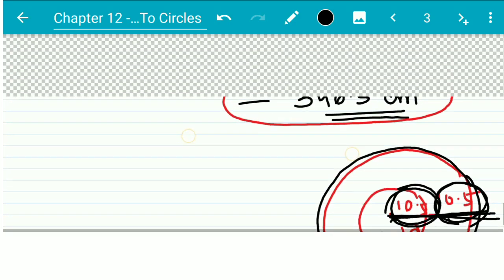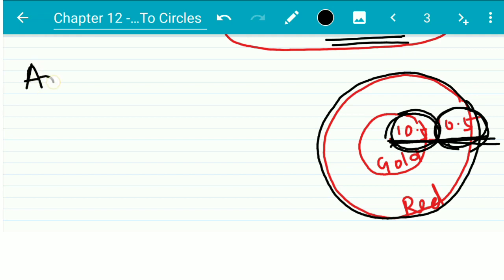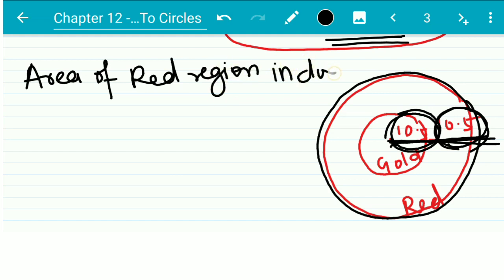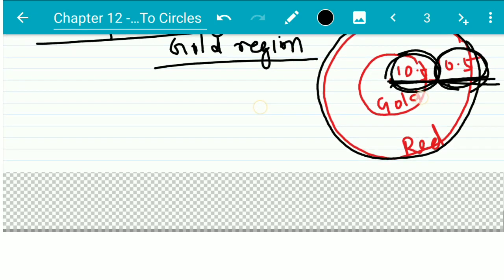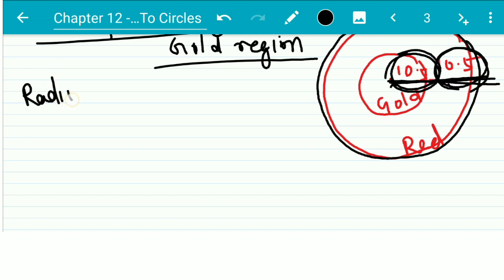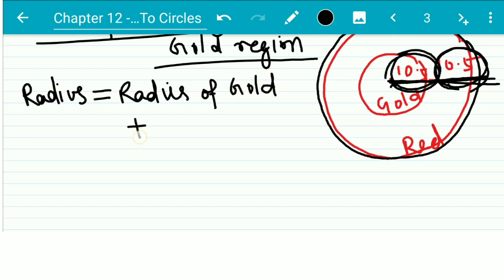So right, next side heading will be area of red region including, what is including? Gold region. Inside red region you can see gold also, so including gold region. This is the side heading. And write radius. How to find the radius? Radius equal to radius of gold plus, see, radius of gold is 10.5, plus what? Width of the red.